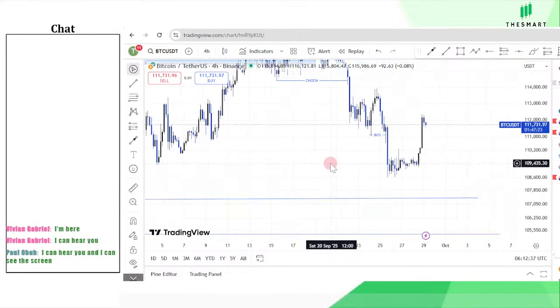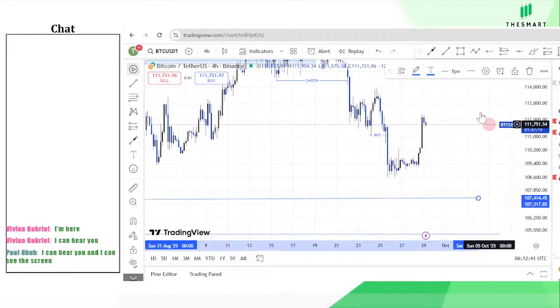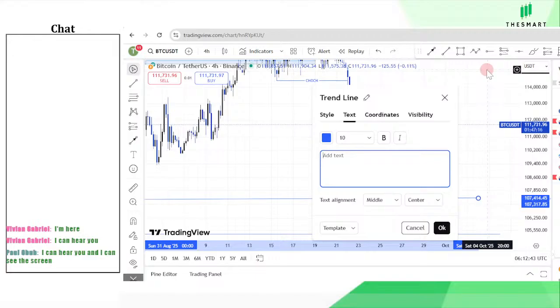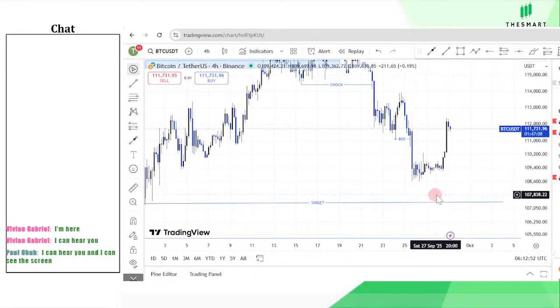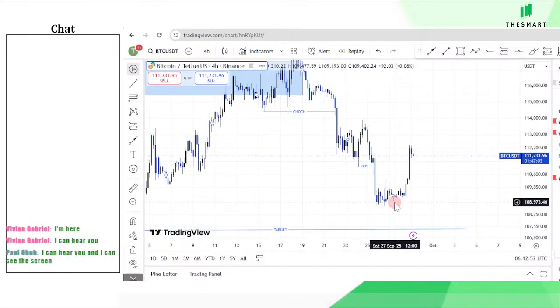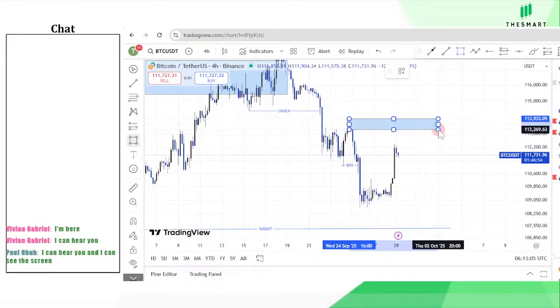And on the daily, this was our target. Let me just label it our target. So this is our target, where we want to take our sell and close our sell position. So looking at the 4 hours, what can we see? On the 4 hours, this is the last supply we are left with.